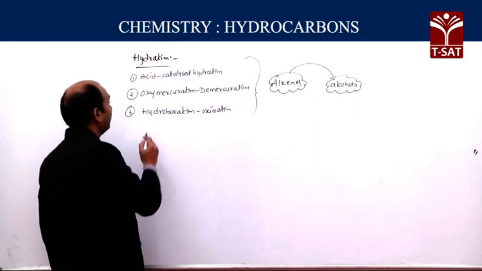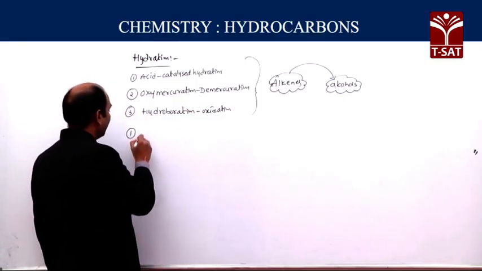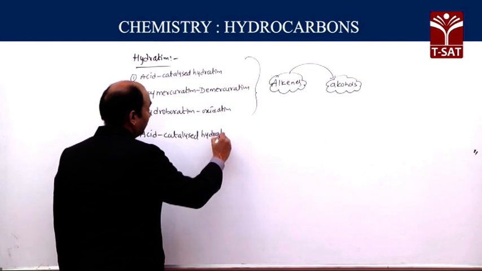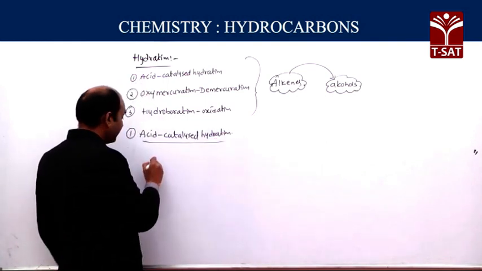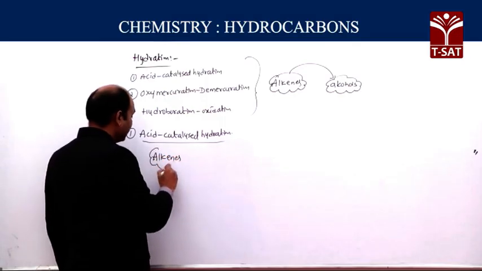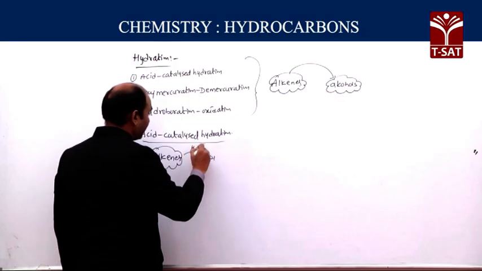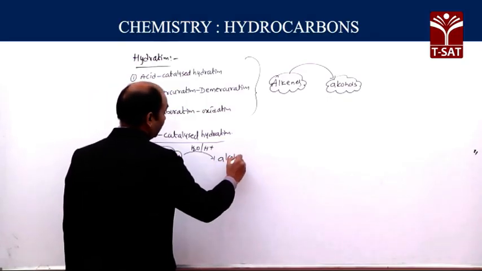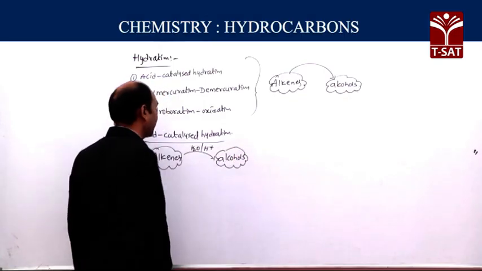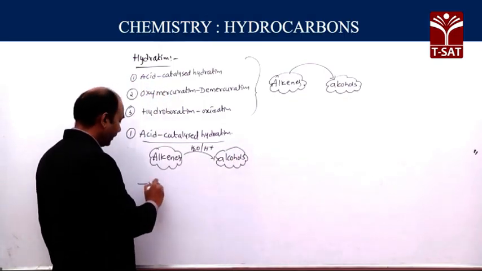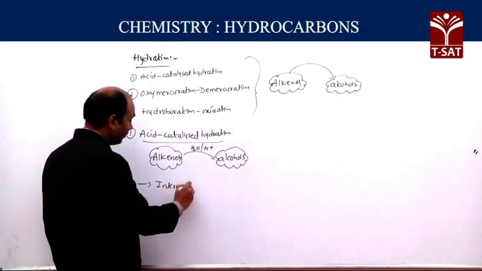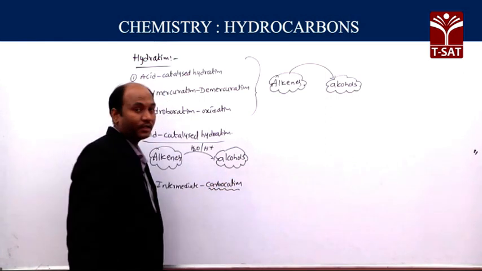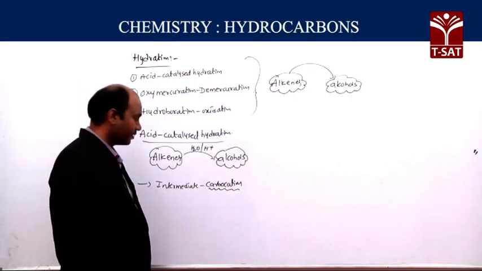First of all, we are going to discuss acid catalyzed hydration. In this one, alkenes are treated with water in the presence of dilute acid. It is converted into alcohols. In this reaction, the intermediate is a carbocation. Here a carbocation intermediate is formed. There may be a possibility of rearrangement.